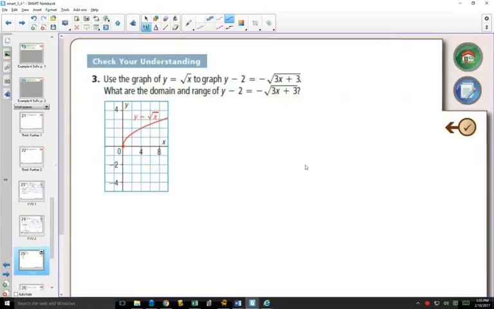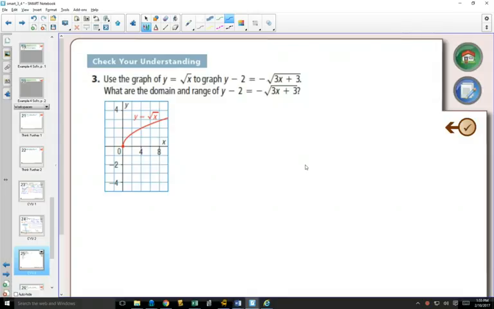So here it says, use the graph of y equals the square root of x to graph y minus 2 equals negative square root of 3x plus 3. So we're going to move that 2 over. What kind of stretches and compressions do you see?